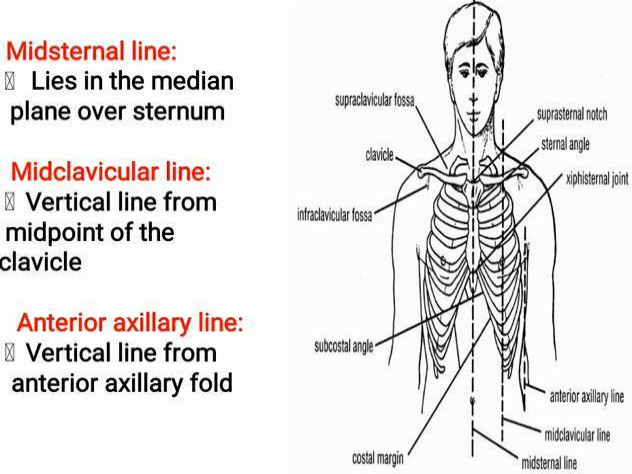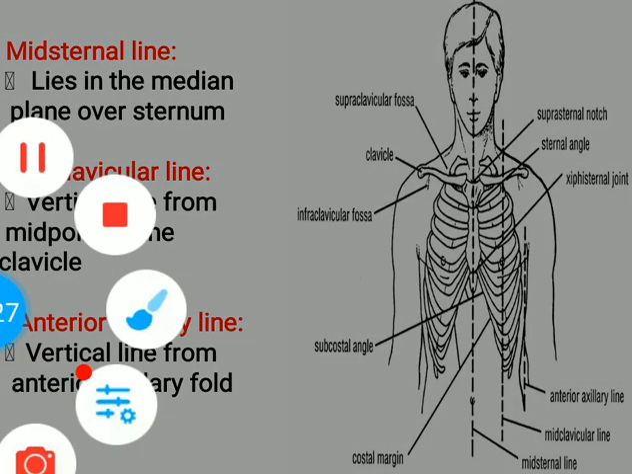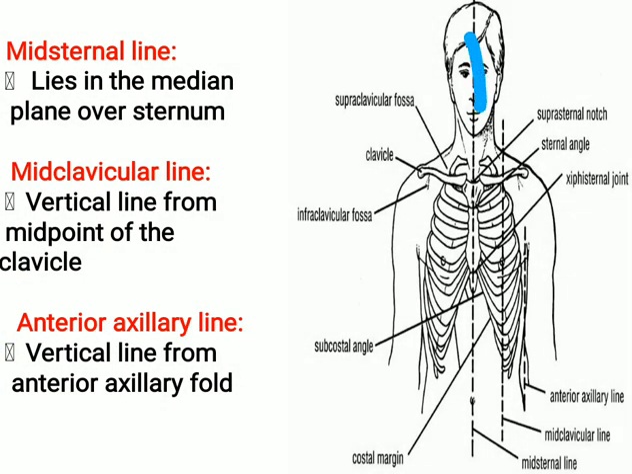This gentleman right here has been projected, and together with all the lines, we have what you call the mid-sternal line. The mid-sternal line runs vertically downwards over the sternum in the middle of it. That's why we call it the mid-sternal line. It lies along the median plane, and it moves over the sternum in the middle aspect of it.